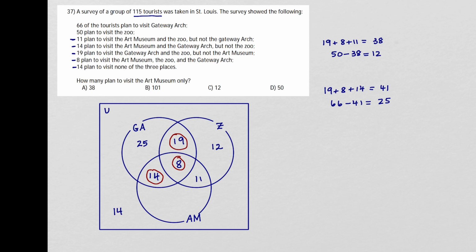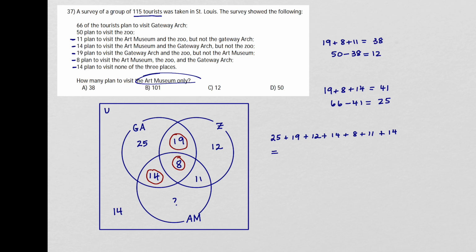So that leaves us with one space that we haven't filled in, and that is how many went only to the art museum, and that's what our question is. So how do I determine how many only went to the art museum? I'm going to add up all the numbers that I have in this Venn diagram. So that's going to be the 25 and the 19 and the 12, 14, 8, and 11. And I'm going to add that 14 in that outside area.